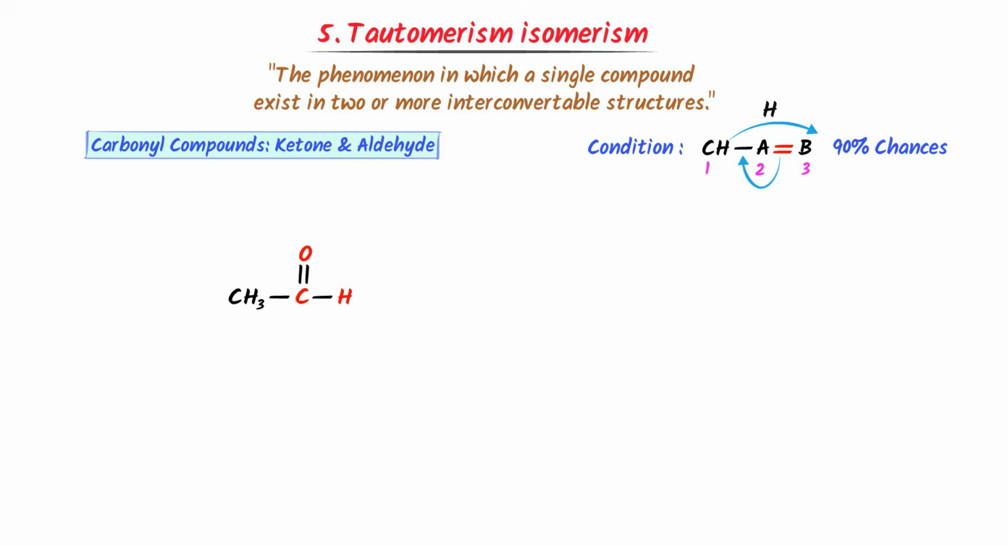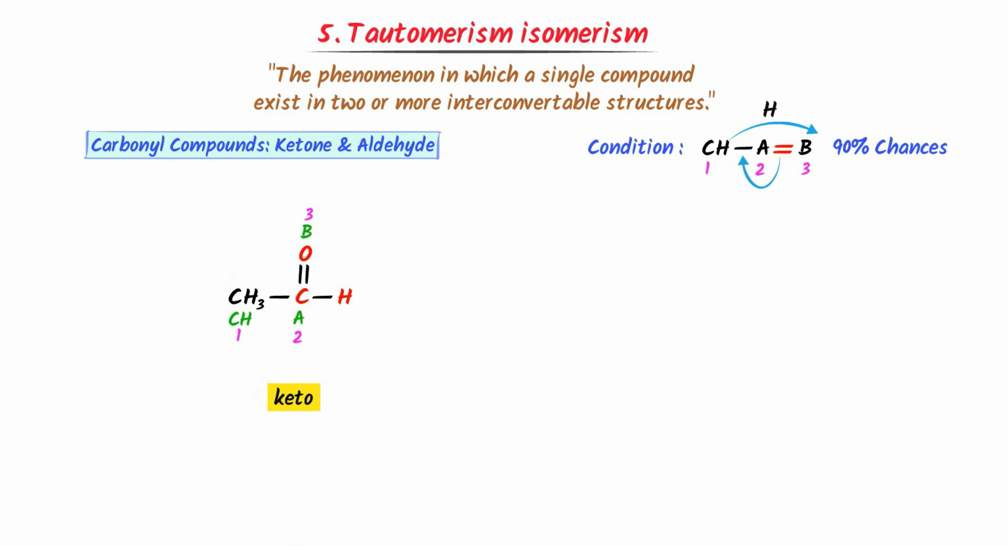Now consider this aldehyde. Here, this carbon double bonded to oxygen is like A double bonded to B. I write A and B. This CH3 is like CH. The condition CH single bond A double bonded to B is fulfilled. Hence, tautomerism is possible in this compound.